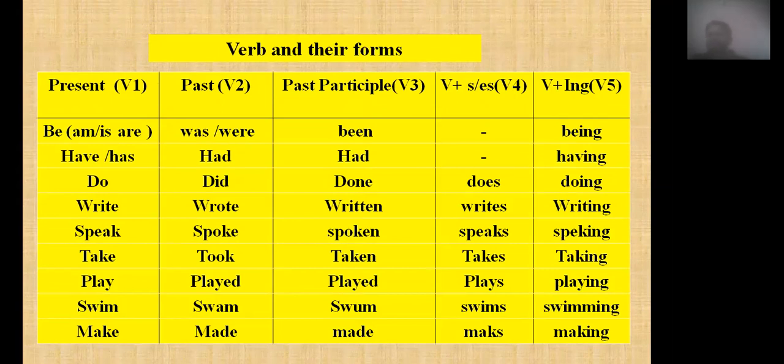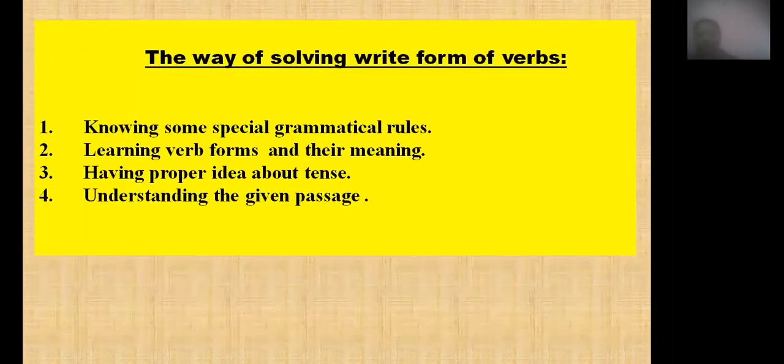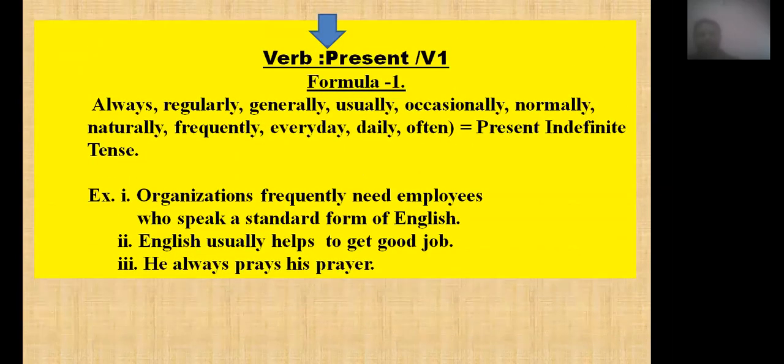Actually, these 5 forms are used in right form of verbs. So let's see where the verb form will be present and where it will be past. These rules have been included here. First, let's talk about verb present.